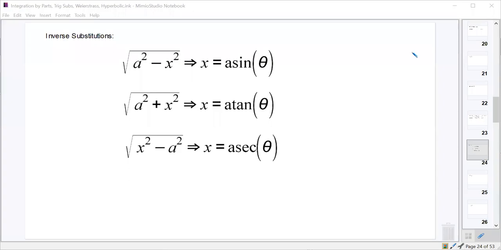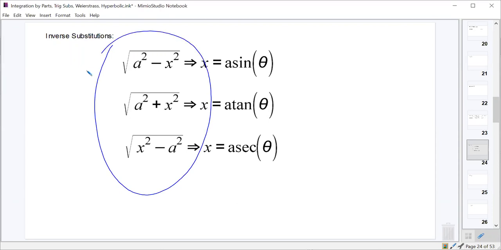So today, our new method of integrating some functions is what we call inverse substitutions, or sometimes trig substitutions, which makes sense because they are trig substitutions. And so, as a general rule, whenever you see one of these three things here, root a squared minus x squared, root a squared plus x squared, or root x squared minus a squared, you're going to want to make one of these substitutions for x.